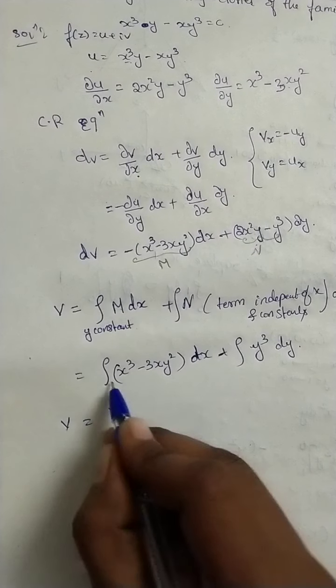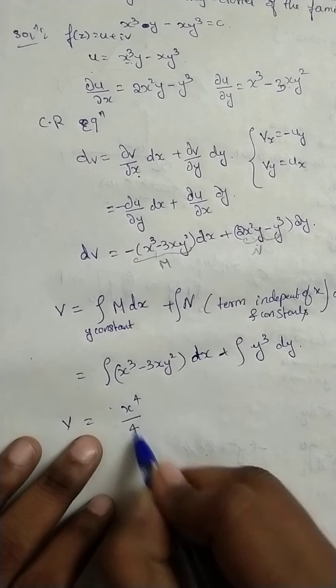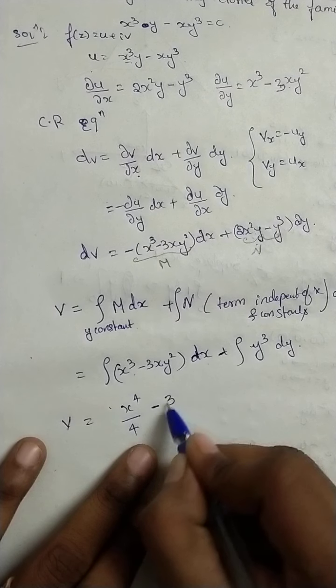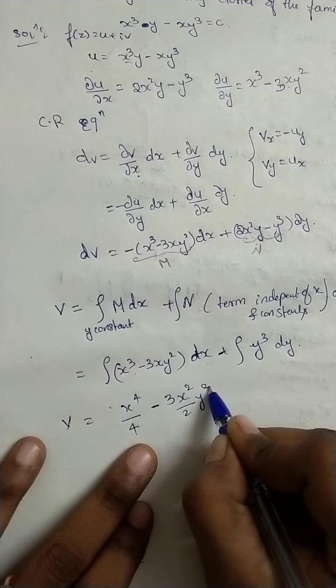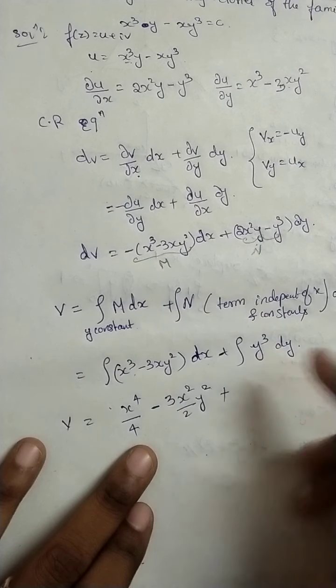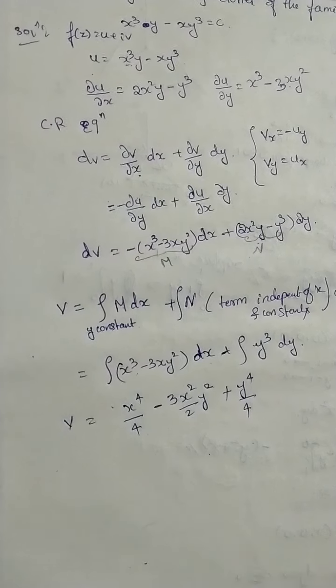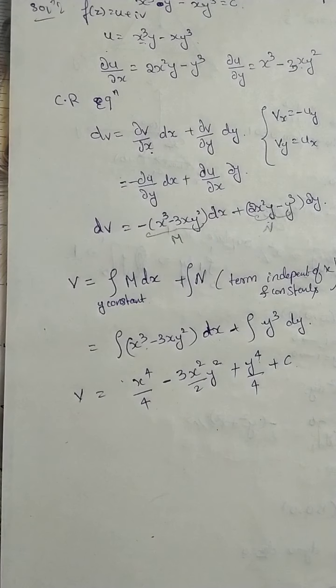So now integration of x cube is x to the power 4 by 4, right? With respect to x we are doing. So minus 3, x integration is x to the power 2 by 2 into y square, right, as it is, plus y cube integration is y to the power 4 by 4. Okay, and integration, so plus c. So this is our v.